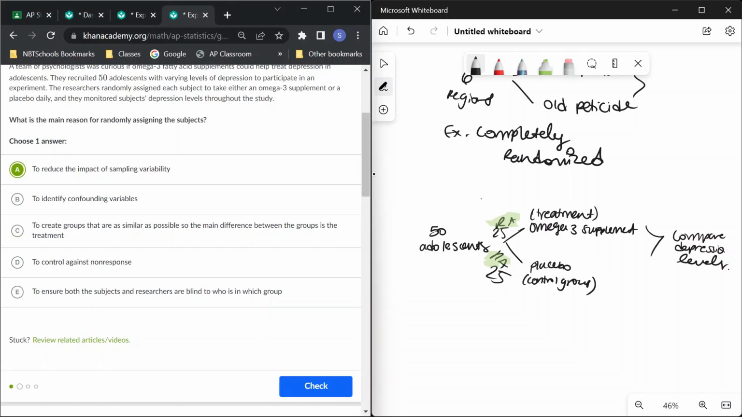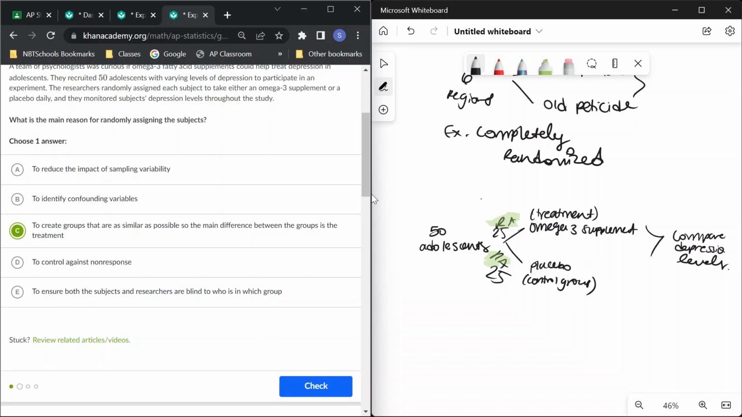I don't know. To reduce the impact of sampling variability, or to create groups that are as similar as possible, so that the main difference between the groups is treatments. I feel like A is the more statistical answer, and C makes total sense though. To reduce the impact of sampling variability, random assignment is used to reduce bias. Maybe it's C.